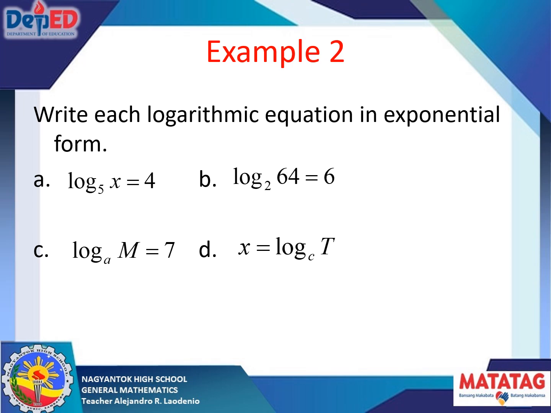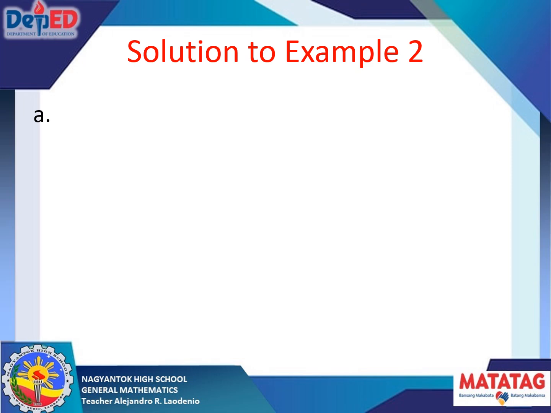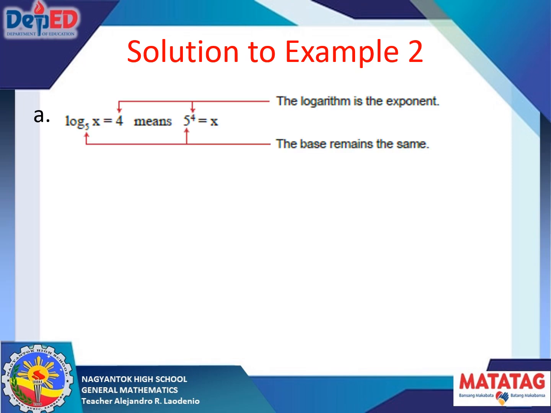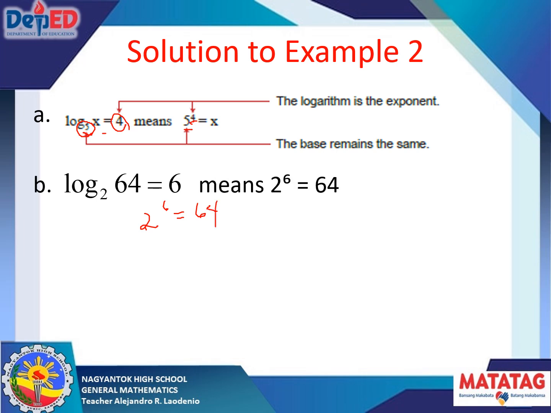So we have here, write each logarithmic equation in exponential form. So vice versa. As what we have done earlier, the base is here, which is 5. Always put that as the base. And after the equal sign is the exponent of the base, which is 4, equals x. Okay, followed by, for example, if we are going to solve that, the base is 2 raised to 6 equals 64. So that is 2 raised to 6 equals 64.